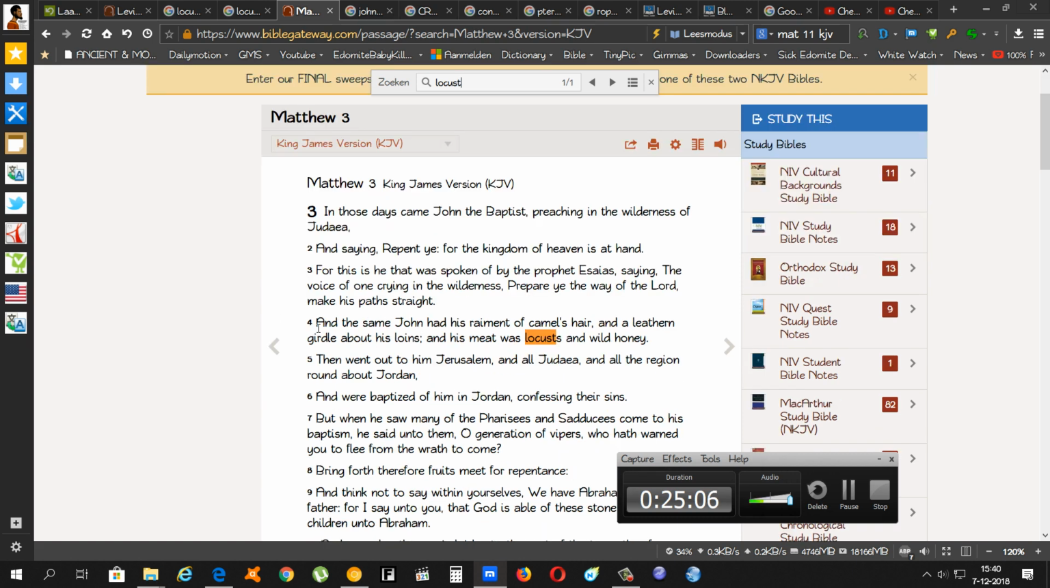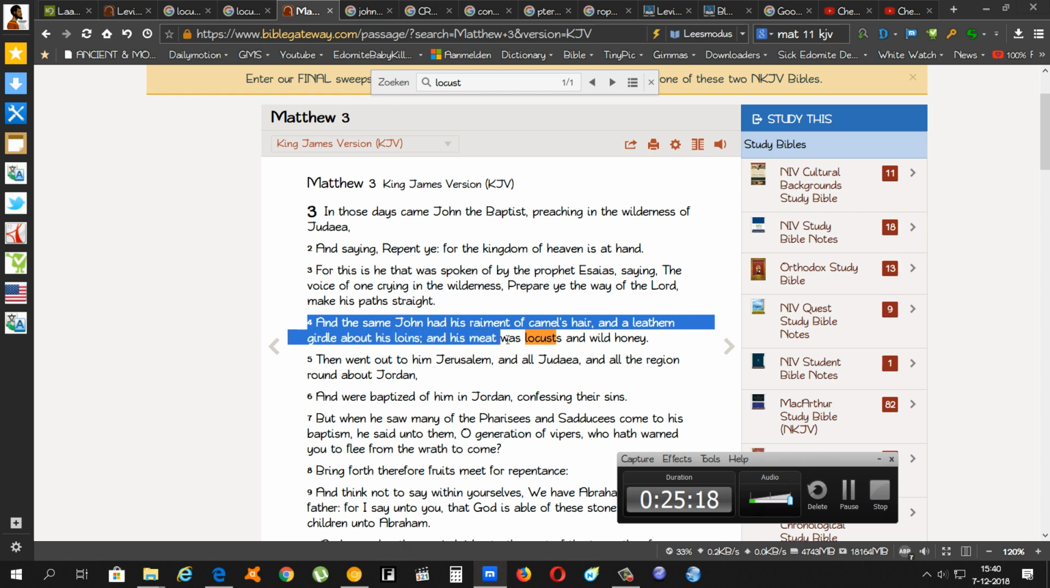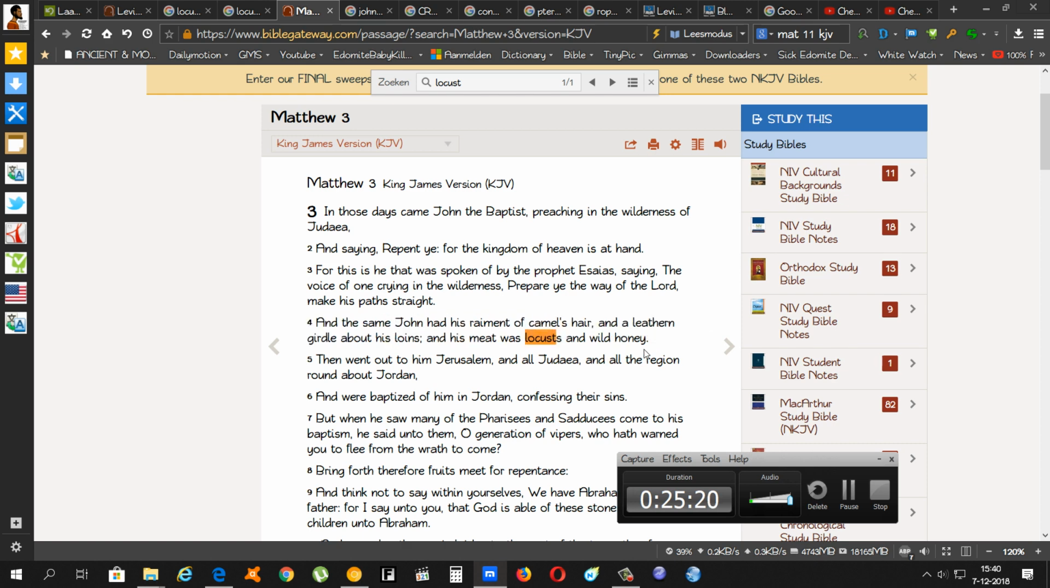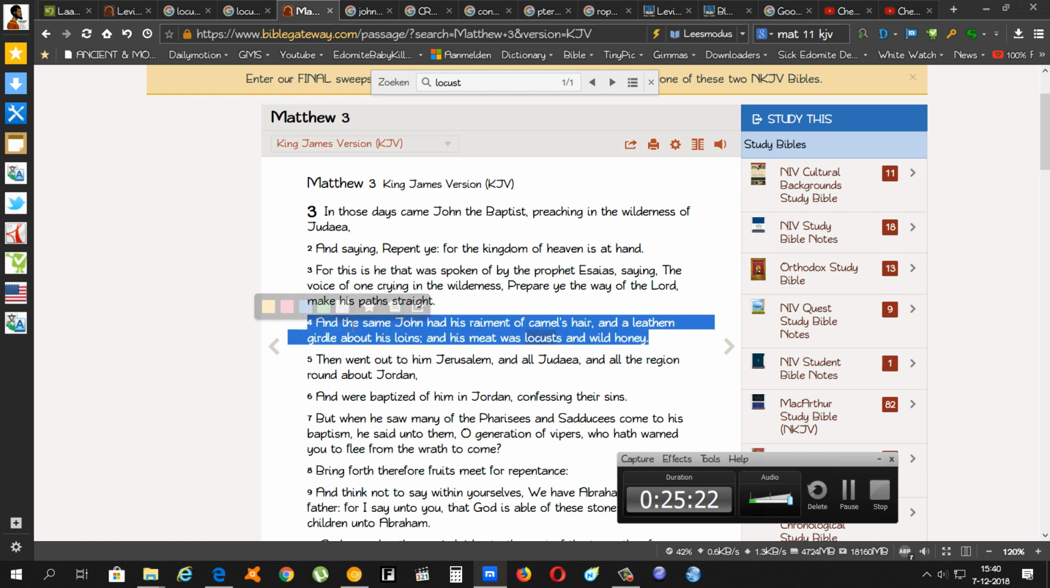Right, now it says here, Matthew chapter 3, verse 4. And the same John, John the Baptist, had his raiment of camel's hair, and a leathern girdle about his loins. And his meat was locust and wild honey. So he was eating locust and wild honey.